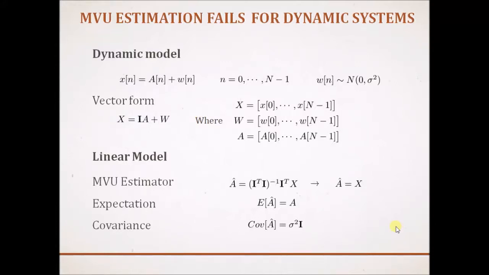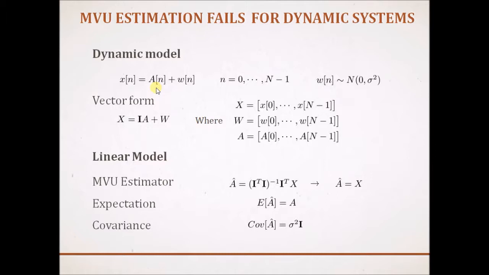Hello, welcome. In this short video, let us look at an example illustrating that the minimum variance unbiased estimator derived using the linear model assumption fails when the dynamic properties of the unknown parameters are not taken into consideration. That is, when the model has dynamic parameters, we cannot apply the linear model assumption for the static parameters to derive the optimal estimator.